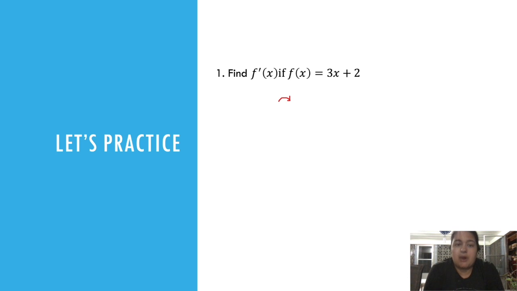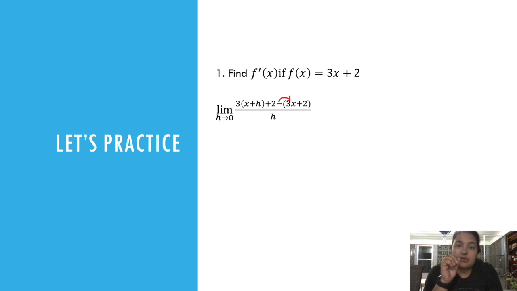Okay, find f prime of x, the derivative, if f of x is equal to 3x plus 2. So we're going to write this out, and I know you see my funny little arrow there. We're just going to plug in x plus h in that. Let me rewind. We're going to write the function in the denominator and the numerator twice, okay?